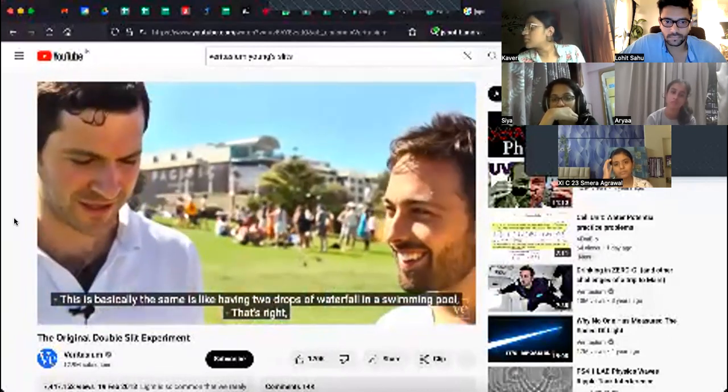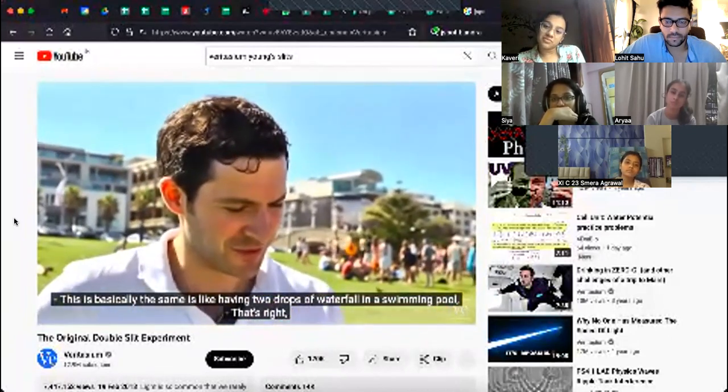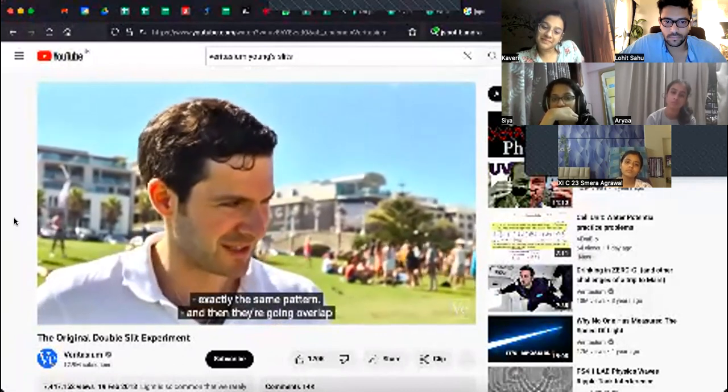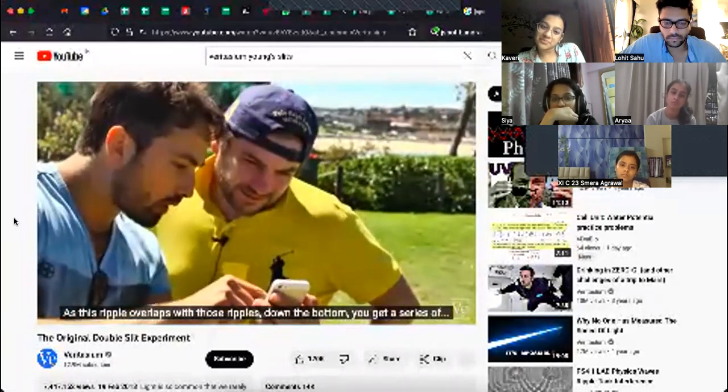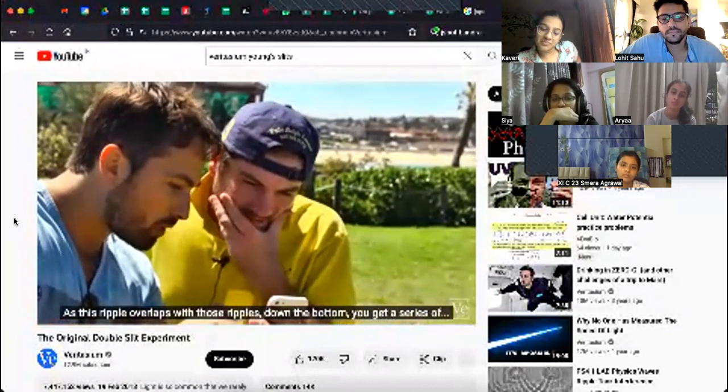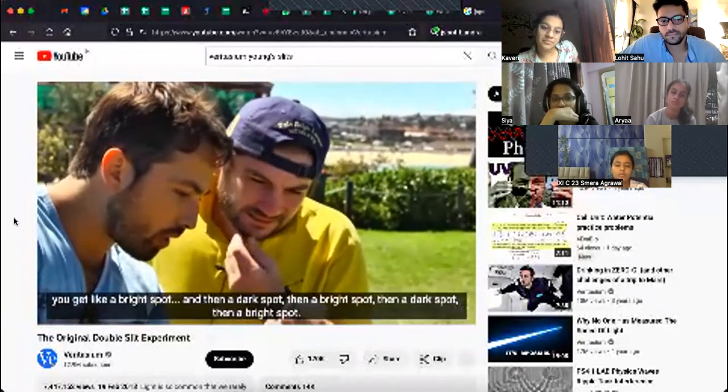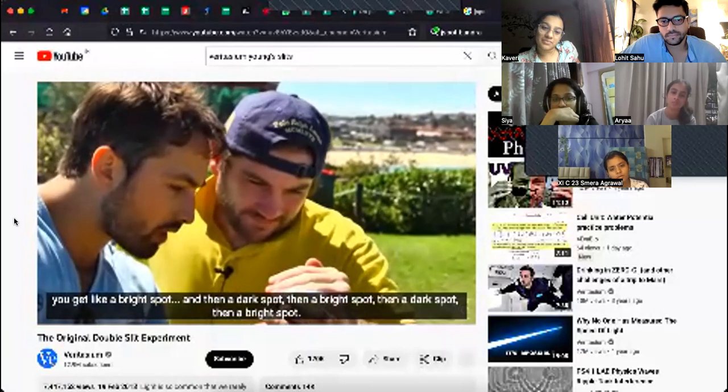So it's basically the same as like having two drops of water fall in a swimming pool. That's right. Exactly the same pattern. And then they go and overlap. As this ripple overlaps with those ripples, yeah. Down the bottom, you get like a bright spot, and then a dark spot, and then a bright spot, then a dark spot, then a bright spot.